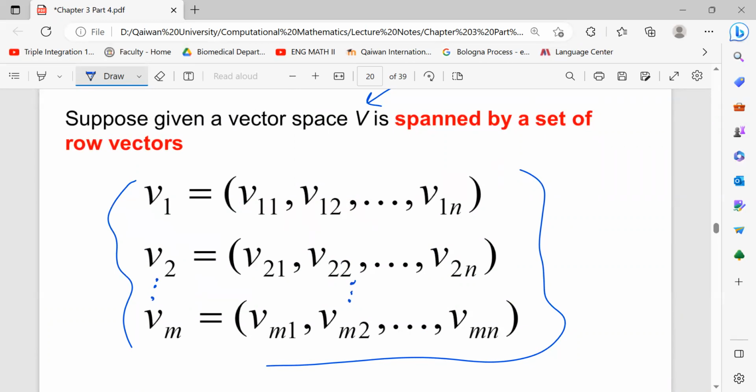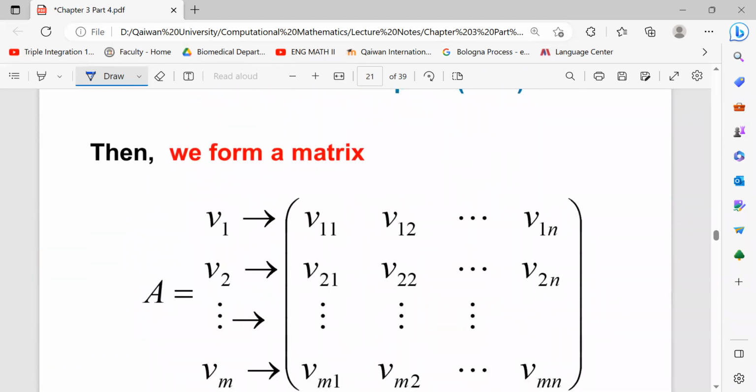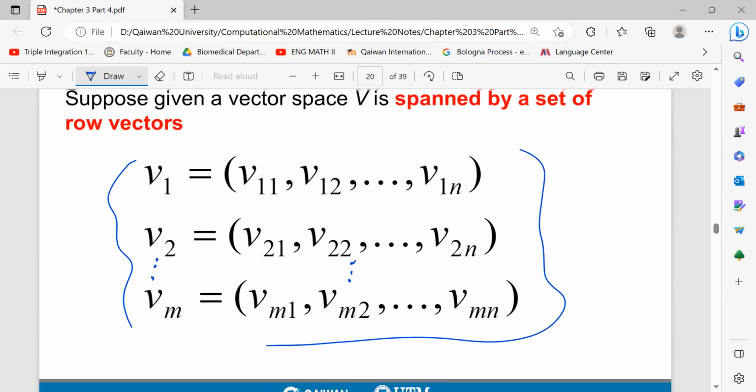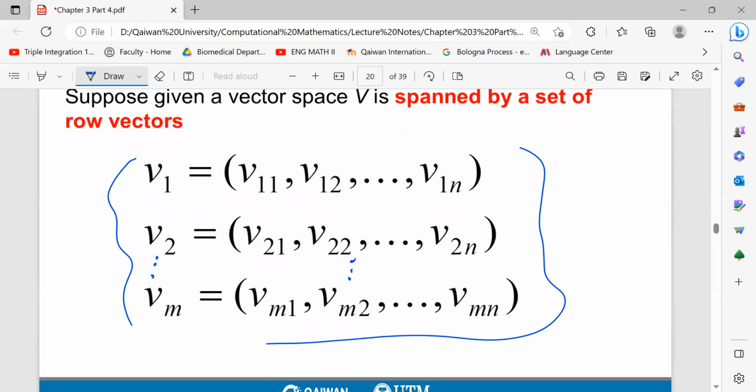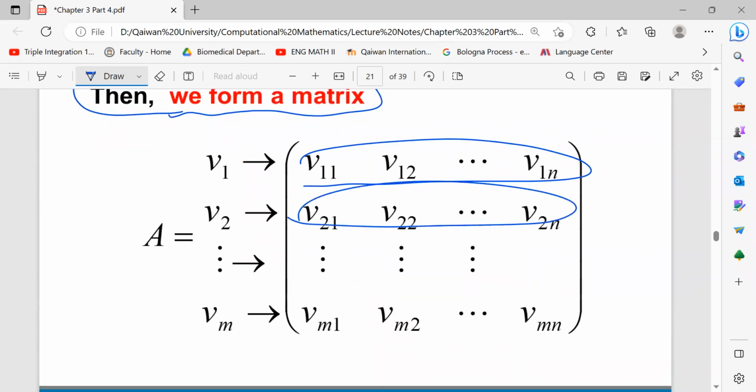If V is a vector space, it says it is spanned by the set of these vectors. Okay? Then we write down the matrix form of the given vectors. We have V1, V2, V3, and so on. We write down V1 as the first row, V2 as the second row, and so on. We write down the given vectors in the form of a matrix. This is V1, this is V2, up to Vm.